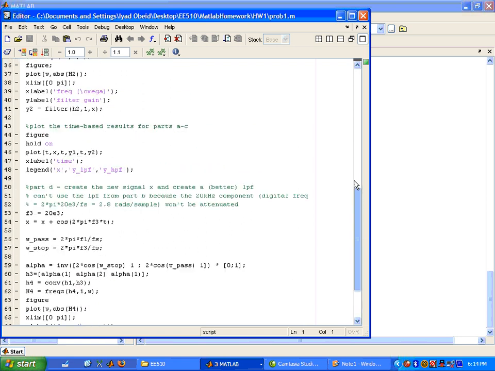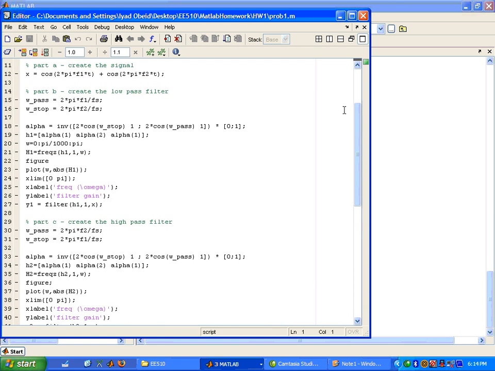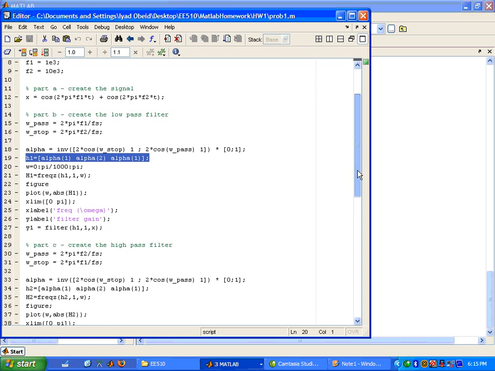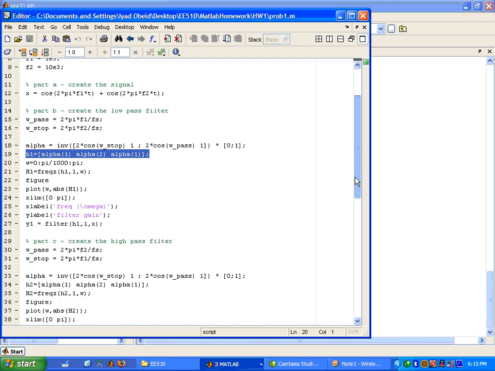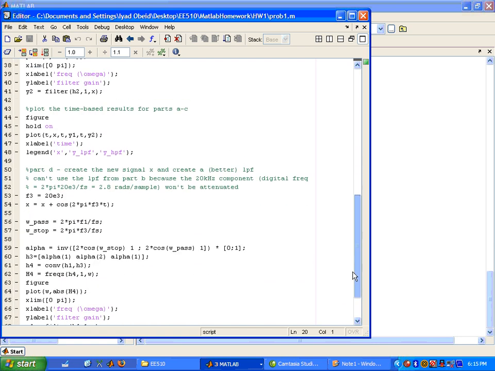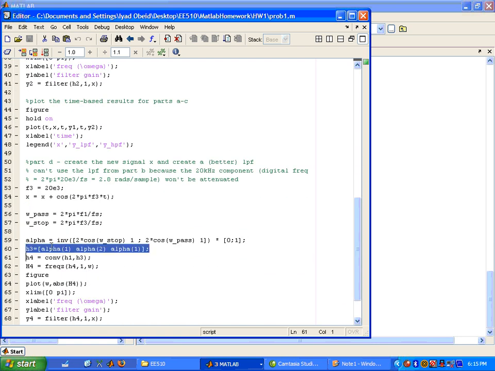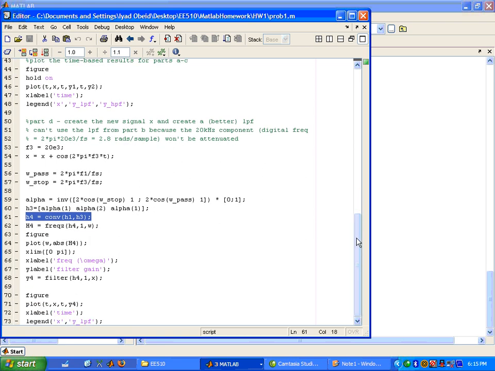so I take the H1 filter is the one that I created from the, where is it? That's the one I created from the low-pass filter. That's the one that gets rid of the 10K. And then I did another filter, that H3, that I got from filtering out the 20K. And then I convolve them together. And then, so now that's my new filter that filters out both of the unwanted frequencies.